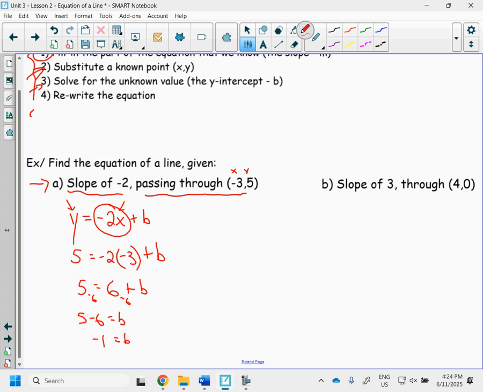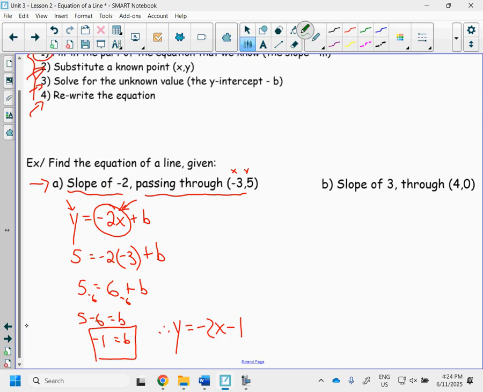And step 4, rewrite the equation. It's like our therefore. Y equals m. Well, we knew what that was. It was where we started, right? Negative 2x. And b, we just figured out, was minus 1. And there you go. Okay, pause.